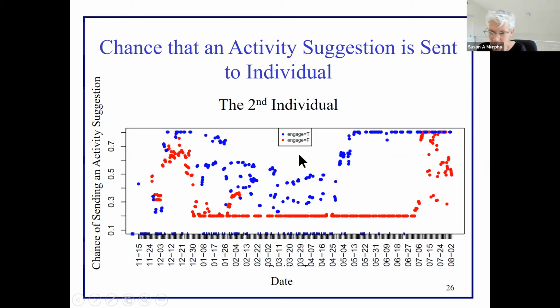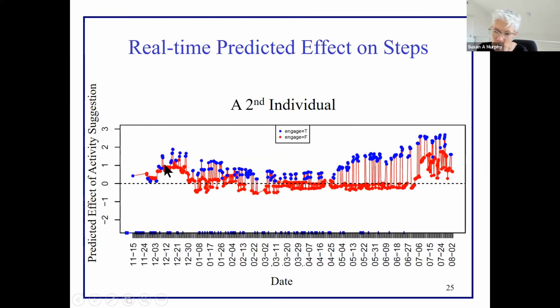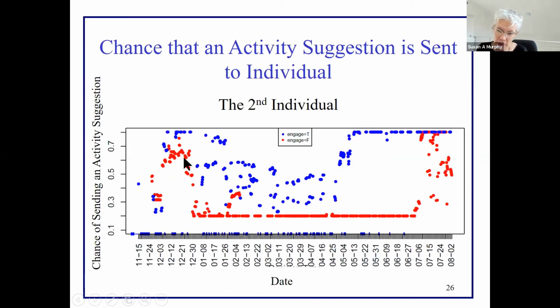Let's go back one slide. Notice here, even when the person wasn't engaged, they were still sort of responsive at the beginning. This is in early December. So they still were getting messages with high frequency, but then they stopped being responsive when they weren't engaged. And that's when they got randomized with probability 0.2. That's this lower bar here.